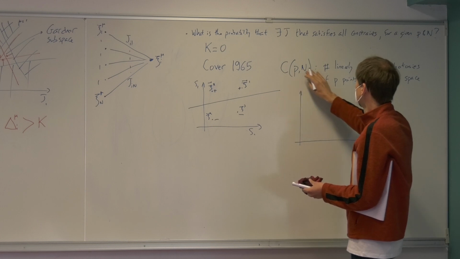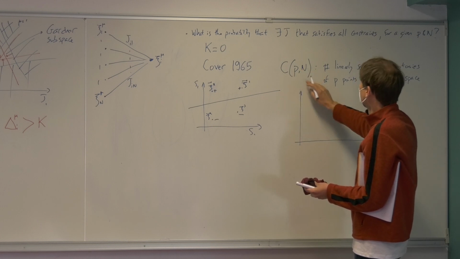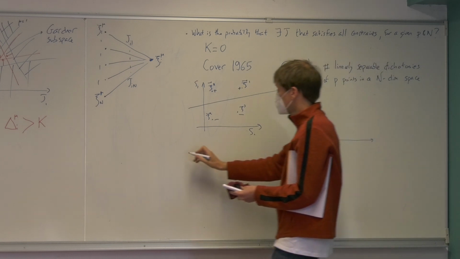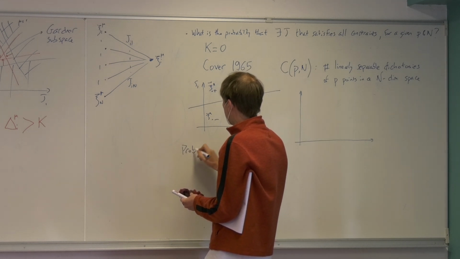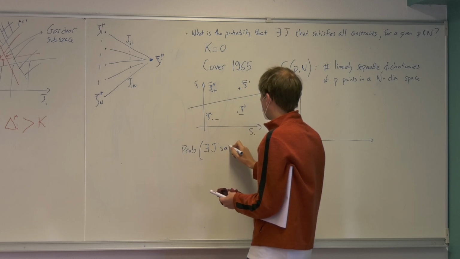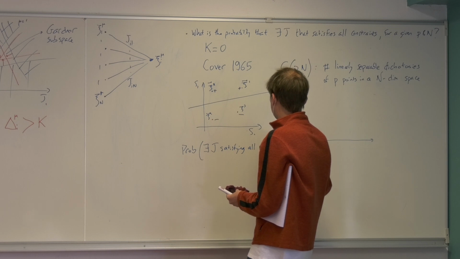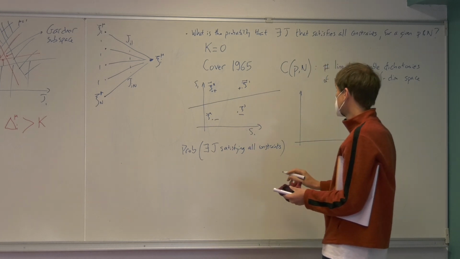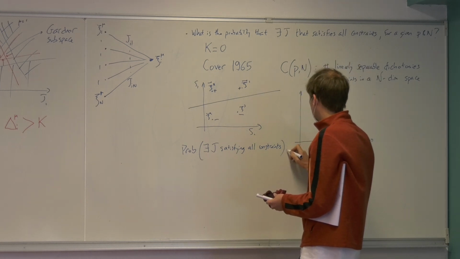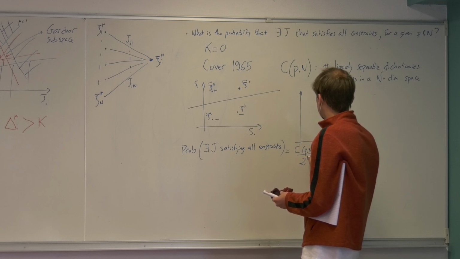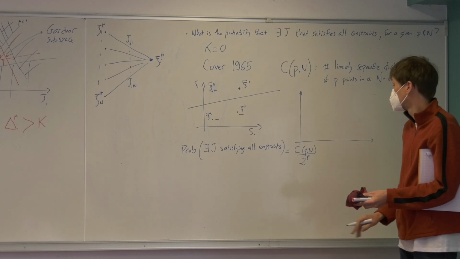And let me just plot the result. So basically the probability that there exists a connectivity matrix satisfying all the constraints is equal to C(P,N) divided by 2 to the power P.